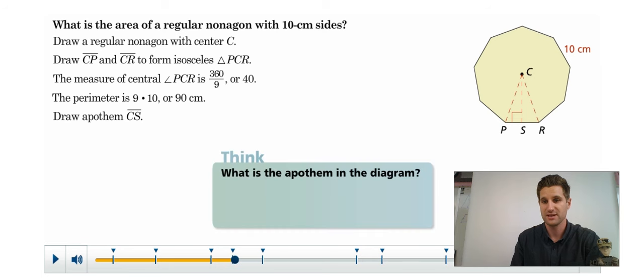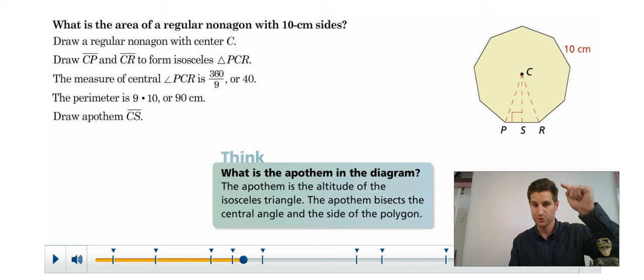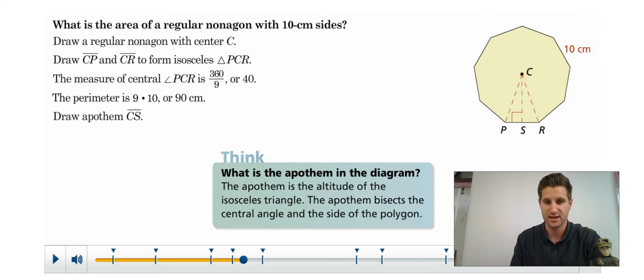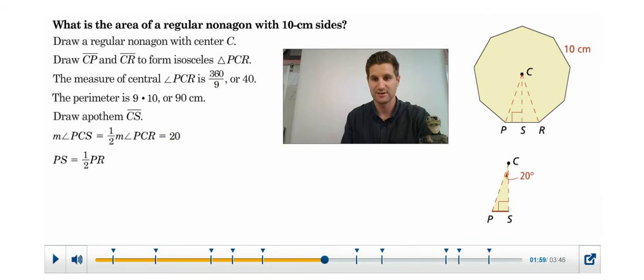Draw our apothem as CS. Again, the apothem is the altitude of the isosceles triangle. The apothem bisects the central angle, and it also bisects the side of the polygon. Since it bisects that 40 degrees, we're going to get 20 degrees right inside. And we get half of the side length of 10, so we get 5 as our side length.